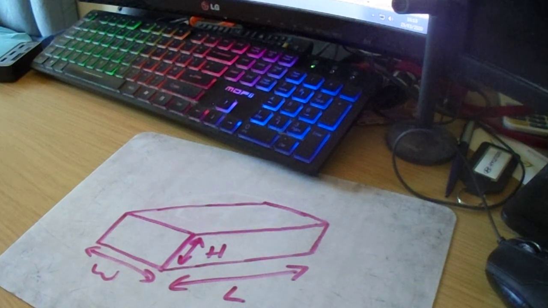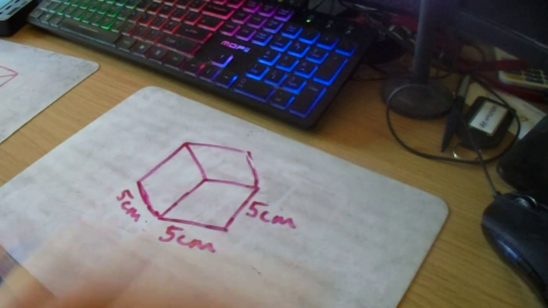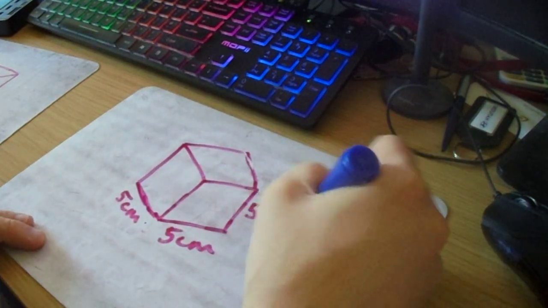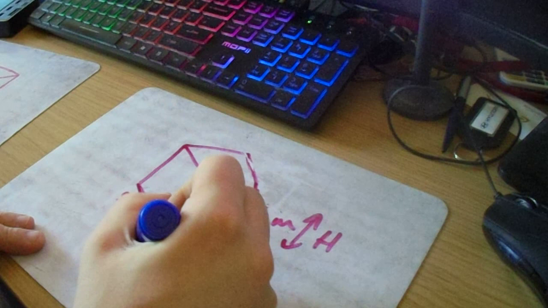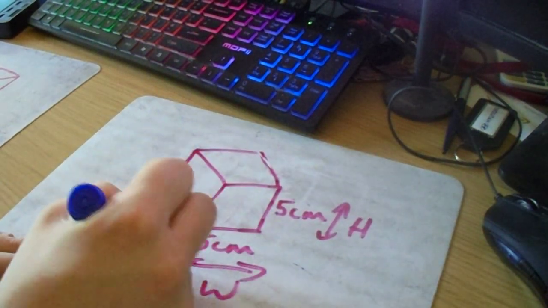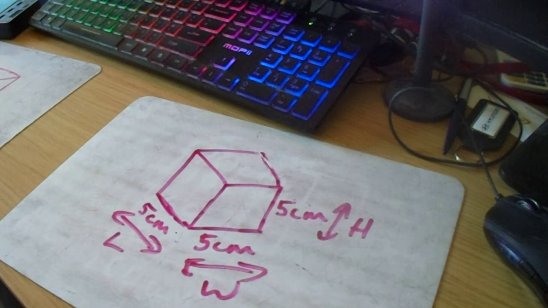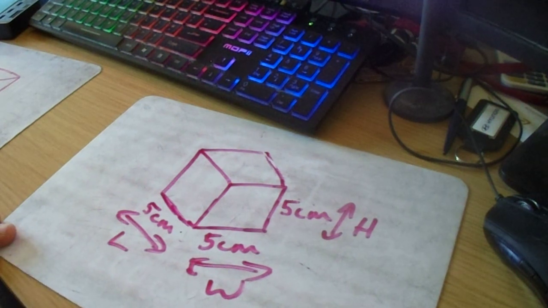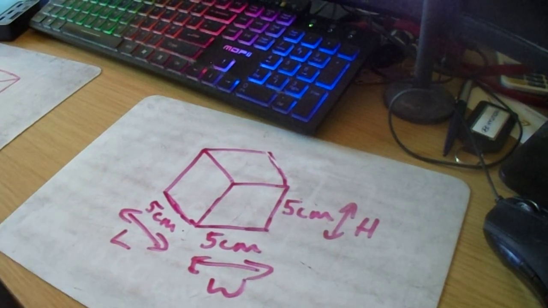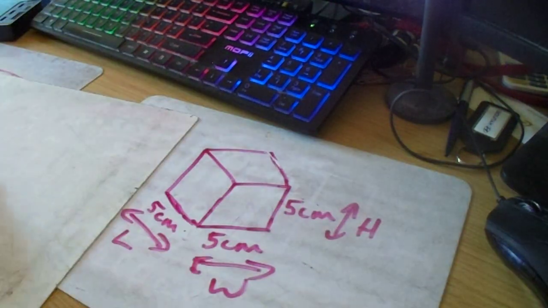Now, let's go through a couple of examples. I'm going to start off with this one here, with a cube. I've got my height here, I've got my width here, and I have my length here. Notice that they are three different parts of my shape. What I need to do is multiply all three of those together. So let's do that over here.